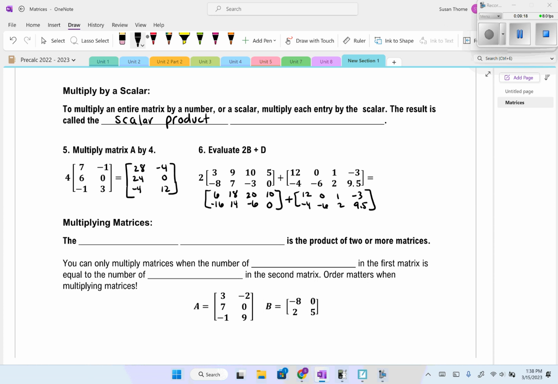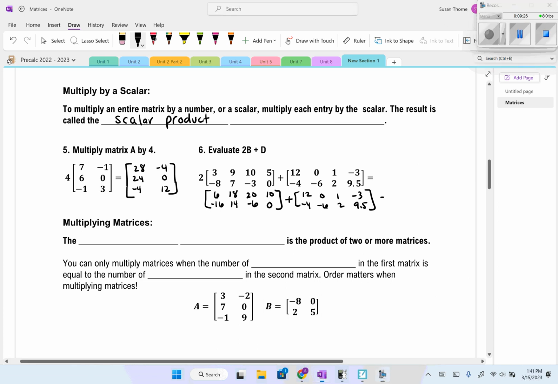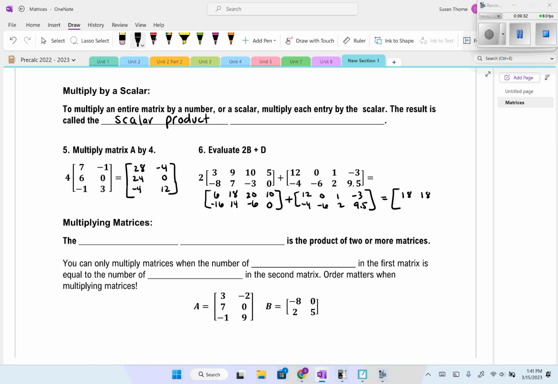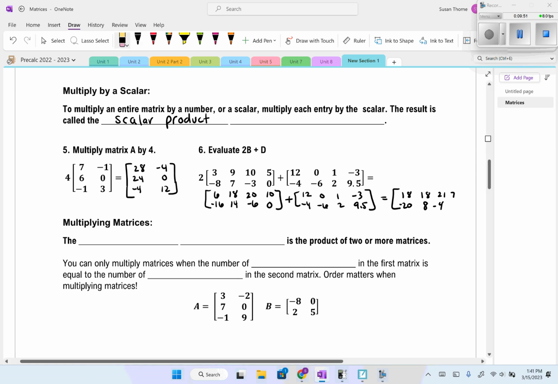So when we add these, you're adding 6 plus 12. So that gives us 18. 18 plus 0, 20 plus 1 is 21. 10 minus 3 is 7, negative 16 and negative 4 gives us negative 20. 14 minus 6 is 8. Negative 6 plus 2 is negative 4, and 9.5. So that would be our answer matrix. All right.